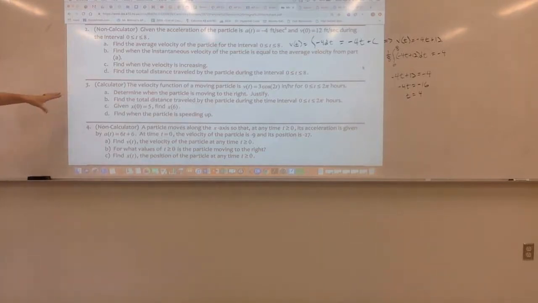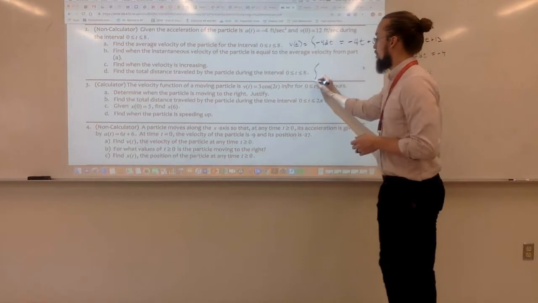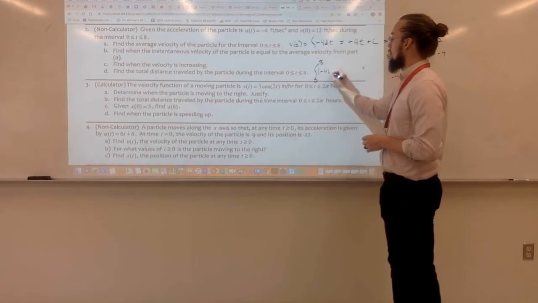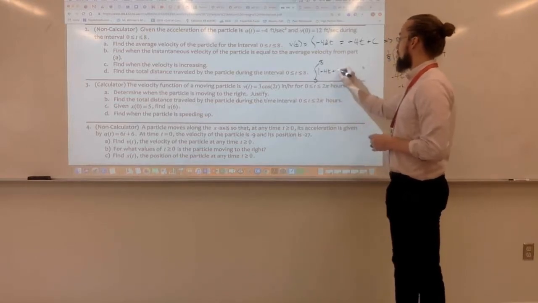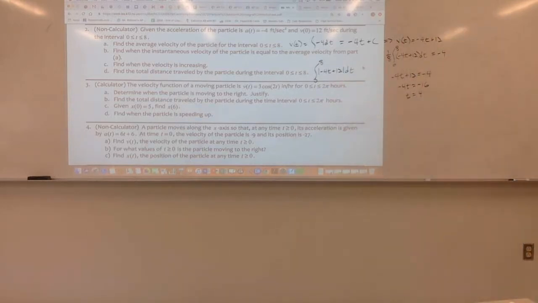Right. And then D, are we good with D? Total distance? I mean, this is just setting up the integral, right? So total distance is the integral of the absolute value of velocity. So the absolute value of negative 4t plus 12 dt. So we would just plug that into the calculator. Even though it says no calculator. Yes, we are going to assume that whenever we're doing total distance, we can use the calculator. Because we don't have time to talk about how to do it without a calculator.